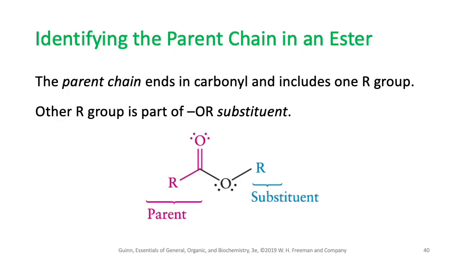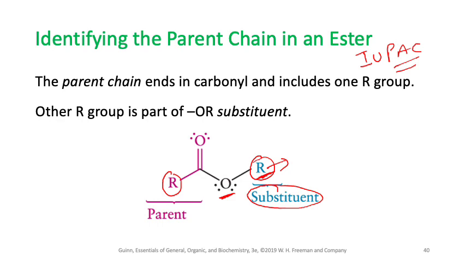Now we're going to learn how to name an ester, the IUPAC name for an ester. The first thing you have to see in the structure of an ester is that you have two R groups, 1 and 2. The R group that is attached to the single oxygen, we treat as a substituent. Remember this: the R group attached directly to the oxygen. The other R group, attached to the carbonyl group, we treat as the parent chain.